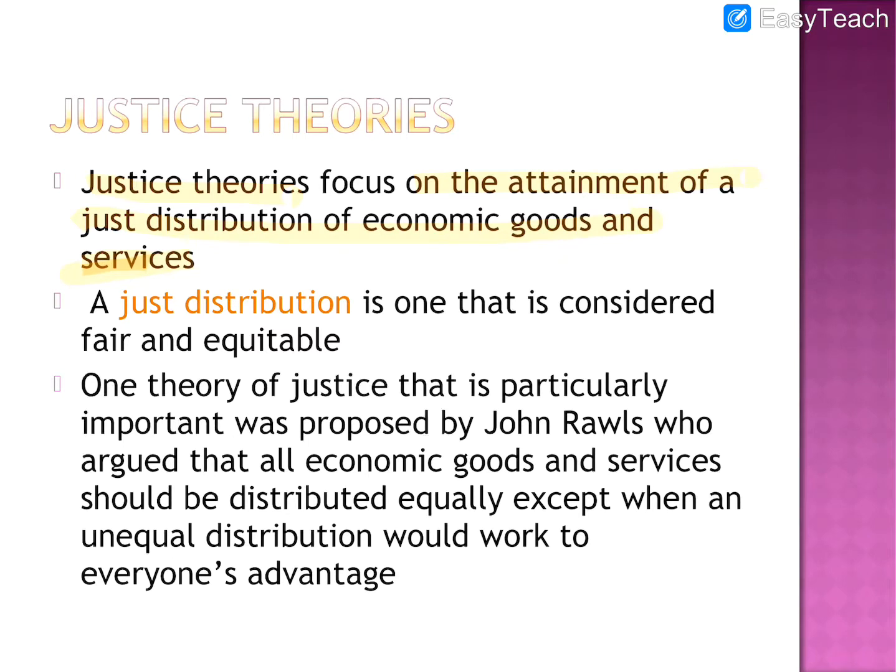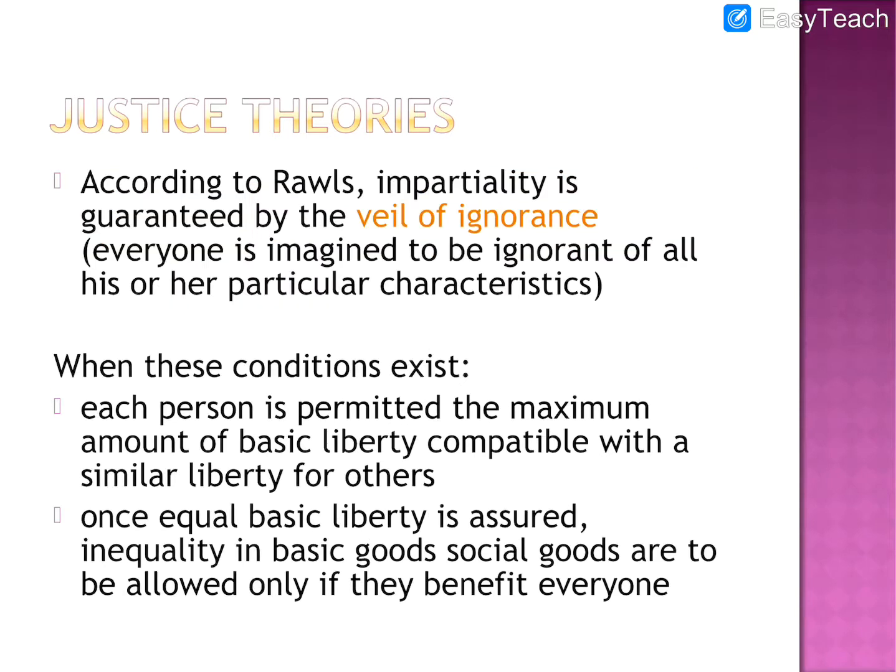Okay, we have justice theory. They are focused on the attainment of a just distribution of economic goods and services. A just distribution refers to one that is considered fair and equitable. Means justice is fair, equitable, equal. One theory of justice that is particularly important was proposed by John Rawls, who argued that all economic goods and services should be distributed equally, except when the unequal distribution would work to everyone's advantage.